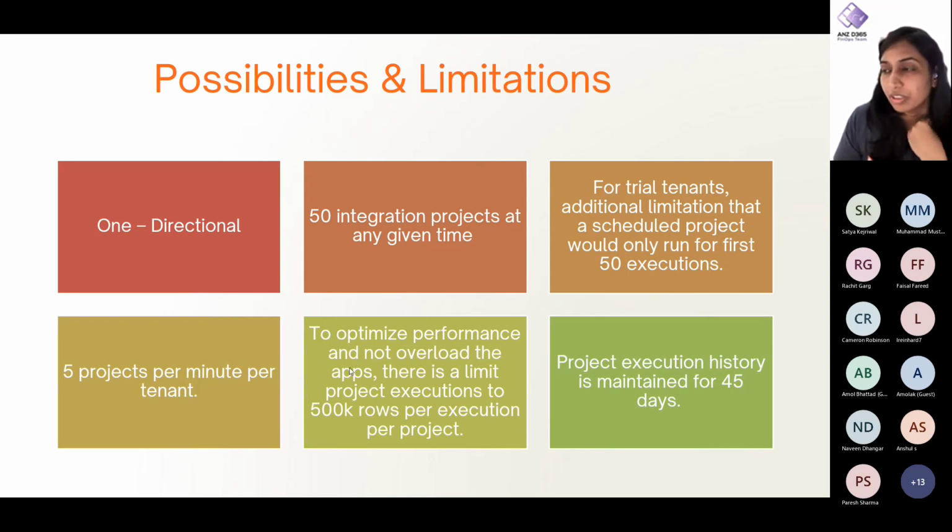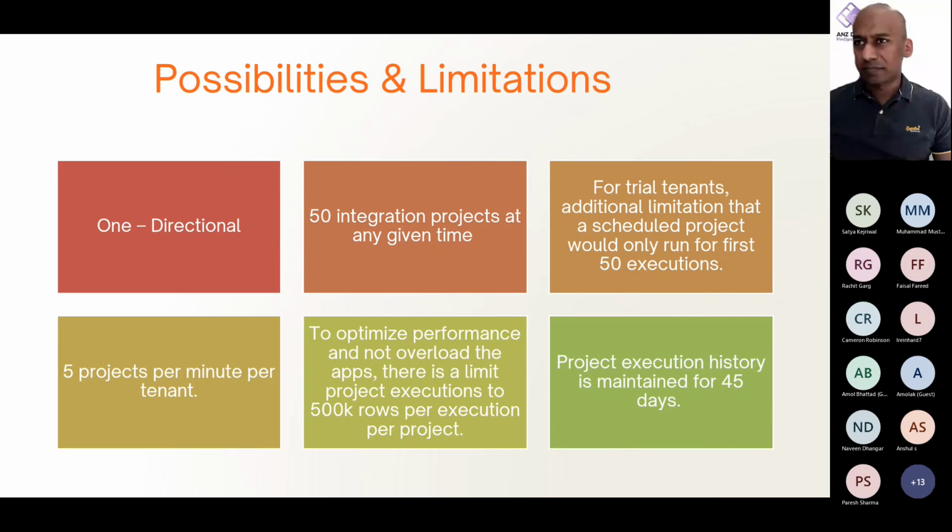I think to optimize the performance and to not overload the apps, there's a limit of 500K rows per execution per project. In my recent project, we had data that we were loading in our test systems. Even when we used 300K or 400K, it was always failing. It always says the task was canceled or the task was aborted. And when we went to Microsoft and asked why it's happening, they said the sandbox environments don't have much infra or power behind them, but the production system should actually run 500K rows per execution per project smoothly.